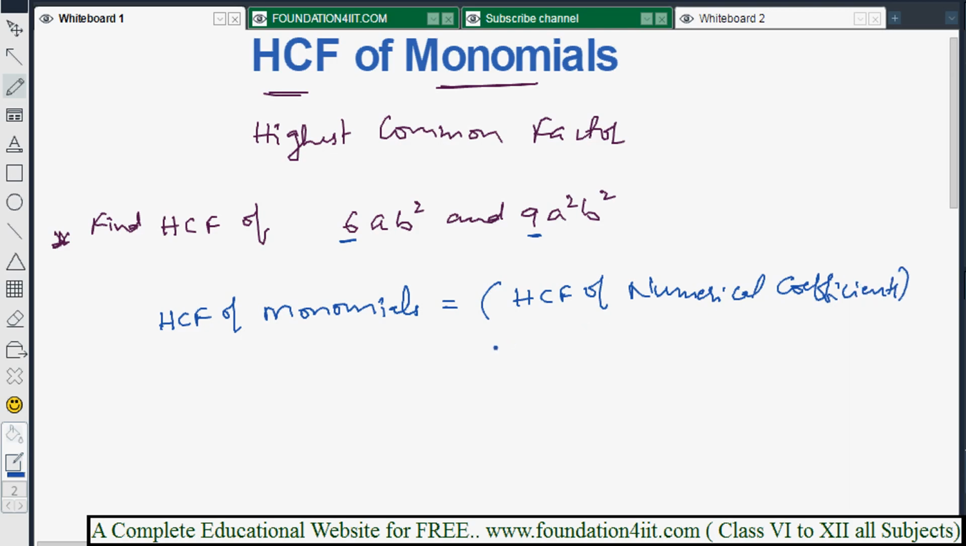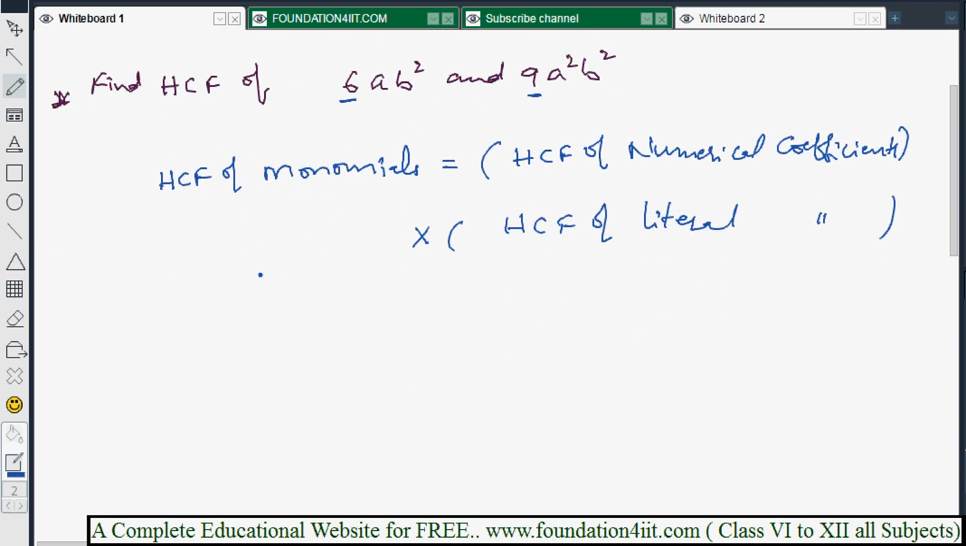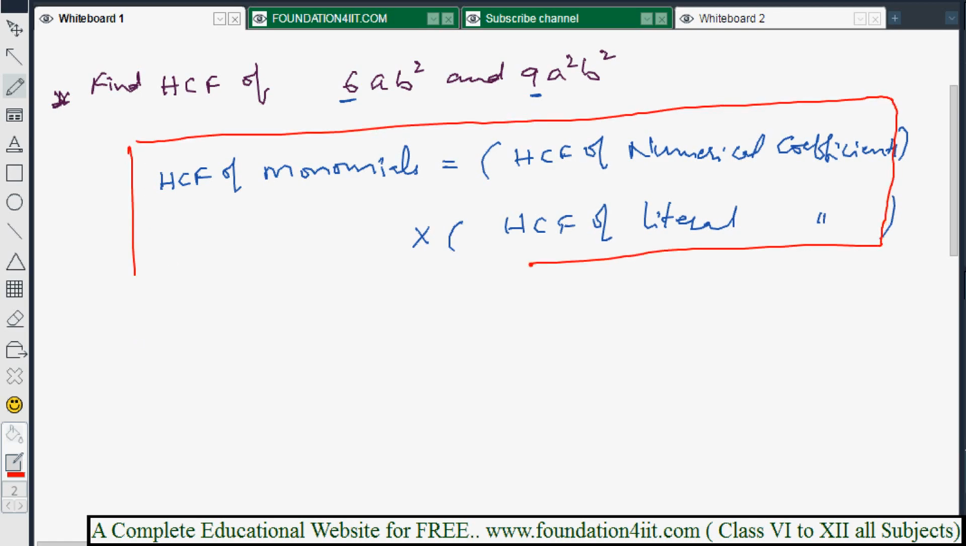Then, into the HCF of the literal coefficients. Literal means variables. So separately we need to find the HCF of the literal coefficients. Now in this problem, 6ab square and 9a square b square, this is the concept you'll apply to find the HCF.